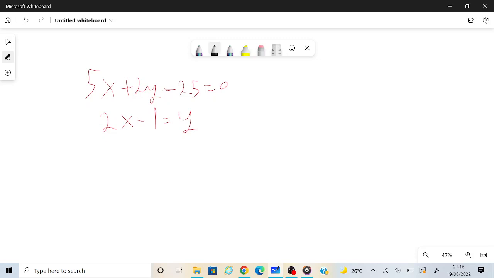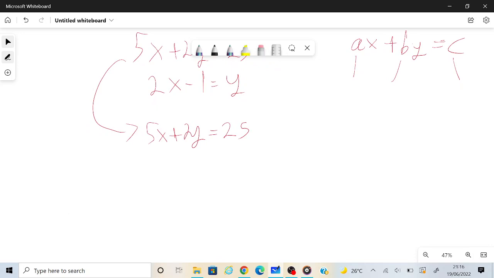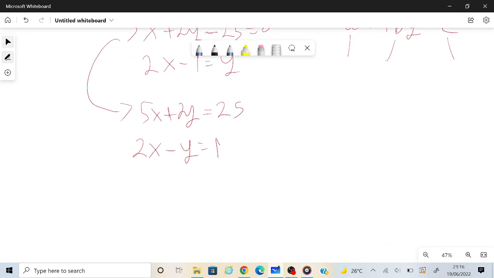So ideally you would want the equation to be in the form ax plus by equals c, where a is the constant, or the number next to x, b is the number next to y, and c is the integer. So all we have to do is just rearrange it. The first one, rearranged, will become 5x plus 2y equals 25. Take the 25 to the other side, it becomes plus. This one becomes 2x minus y equals 1. Take the y here, take the 1 there. They change their signs. Now you have to see where you can eliminate.